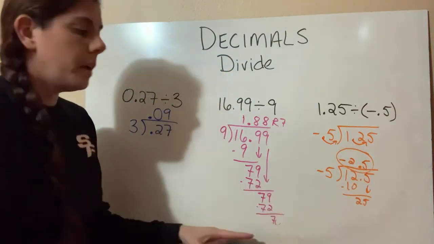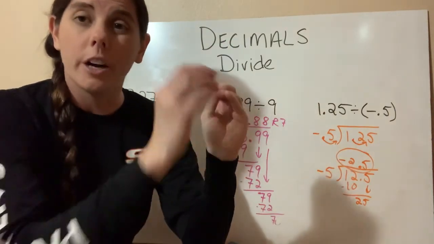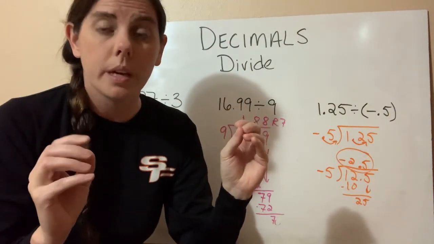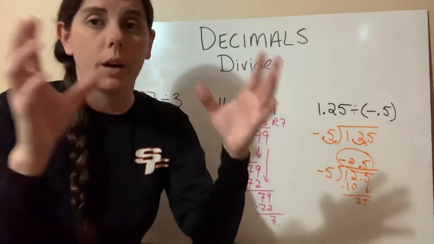So again, we just want to make sure that we're using long division, our divisors don't have decimals, and then just use the same properties of integers and whole numbers whenever we're dividing.